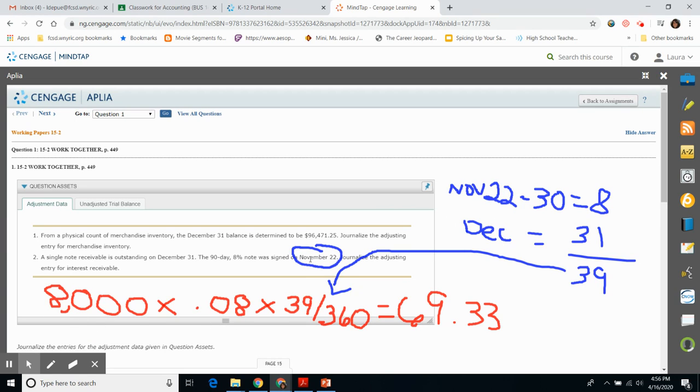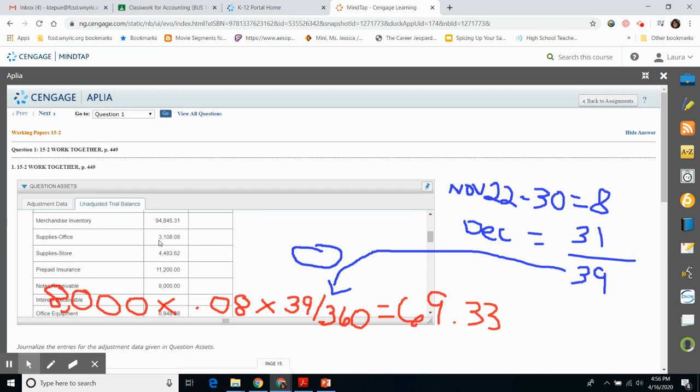So November 22nd, we have to determine how many days are in November, which is 30. So we're going to go from November 22nd to the 30th, determining there's 8 days in that time period. And then all the way to December. So December has 31 days. So 8 plus 31 is 39 days. And that's where we're getting this information, the 39 over 360. Where did I get this 8,000?